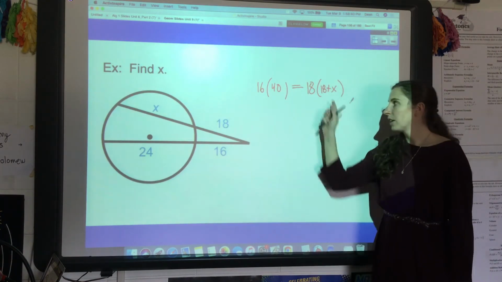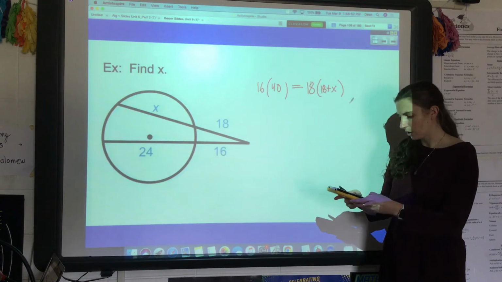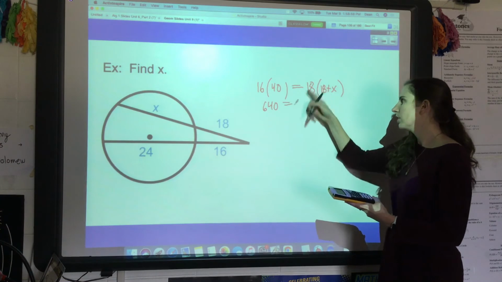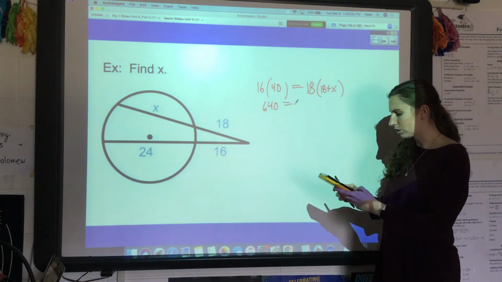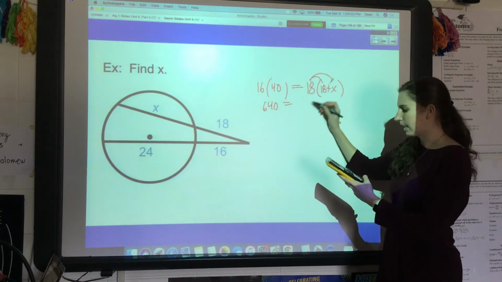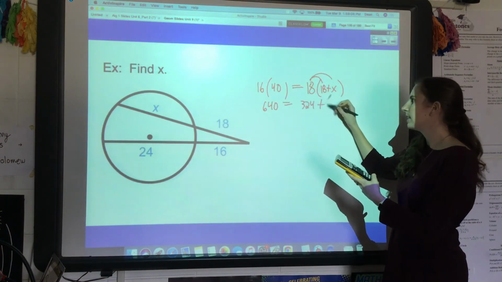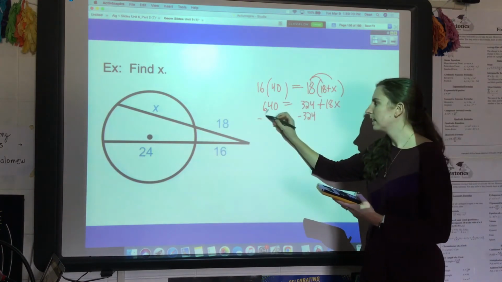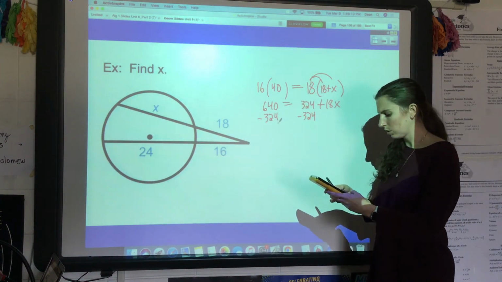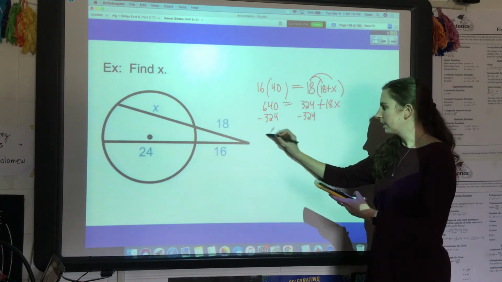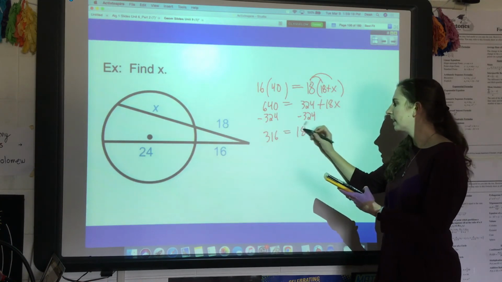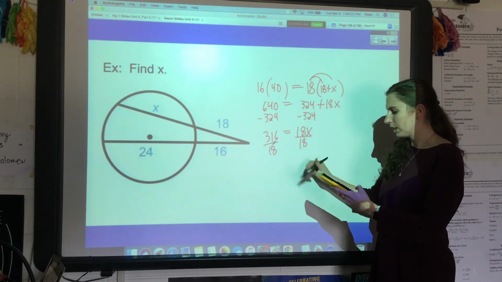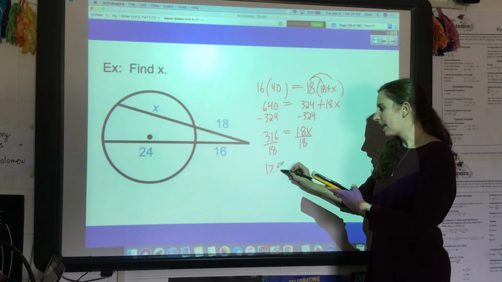All right, now that I've got it all set up, I can just solve for x. So 16 times 40 would be 640. You could divide by 18 if you want, or distribute it. I'm going to just distribute it. So I get 324 plus 18x, and then subtract 324 from both sides. So 640 minus 324 is 316, and then divide by 18, which gives you 17.5 repeating.